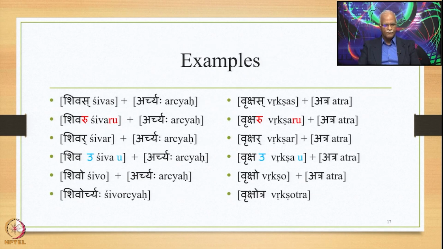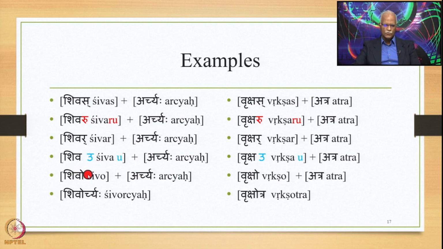Here are the examples. Shivas plus archaha. So we have sa getting substituted by ru, shivaru plus archaha. Then we have shivar plus archaha, where u is marked as it and is deleted. Now this r appears at the end of the pada. Before that there appears a short u. This is obviously not a pluta. After this r appears a short a, which is obviously not a pluta. Now in this case this r is substituted by u. So we have shiva u plus archaha.